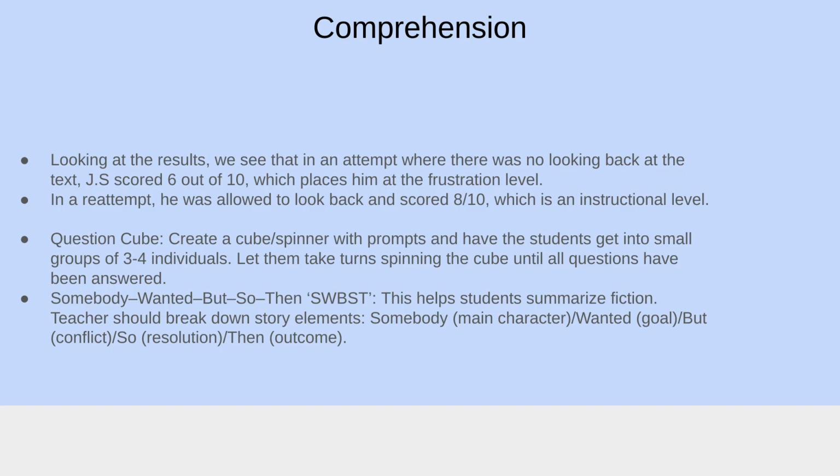Another activity that you can do is, this is not necessarily a real name, but "Somebody Wanted But So Then." This acronym can be done as a graphic organizer, individually or in a group setting. It may work best in a group setting, as this would help students summarize fiction pieces and even non-fiction pieces. The teacher should break down story elements into specific parts, which is Somebody, what are the characters, maybe the main character; Wanted, which is the goal, what did they want, what did they desire, what did they chase after; But, which represents our conflict, meaning what problem arose that stopped them from chasing the goal or put them in a bad position.